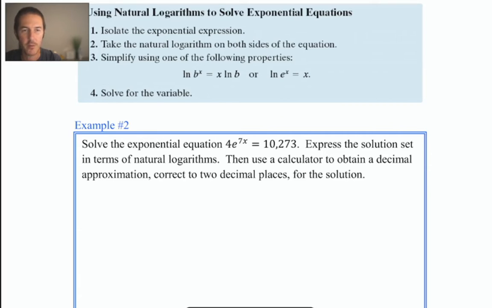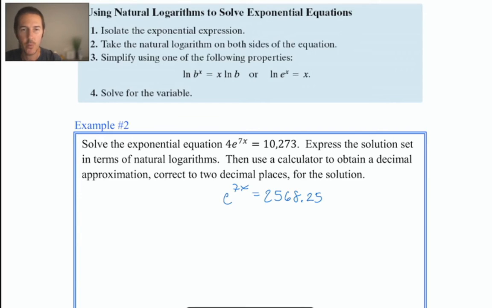So our first step, as it says in this blue box next to me here, is to isolate the exponential expression. And the exponential expression is the one that has a base being raised to a power that contains an exponent. So in this case, we've got e to the power of 7x. The 4 is not really part of that exponential expression. So the first thing we want to do is divide both sides by 4. And if we do, we get e to the 7x equals 2,568.25.